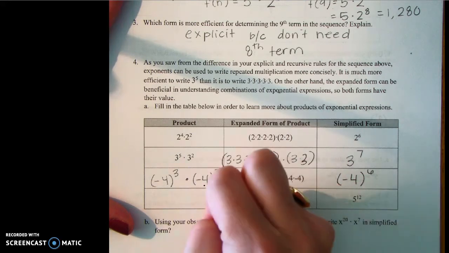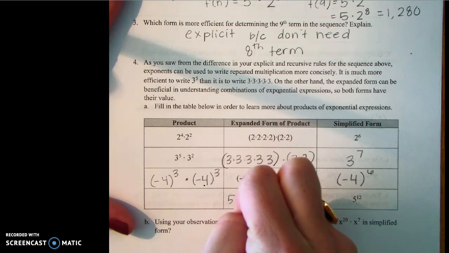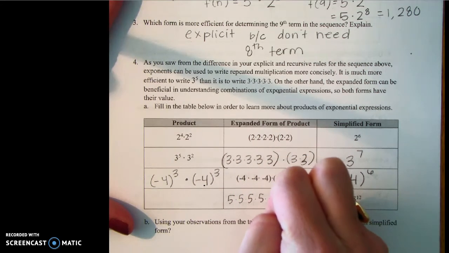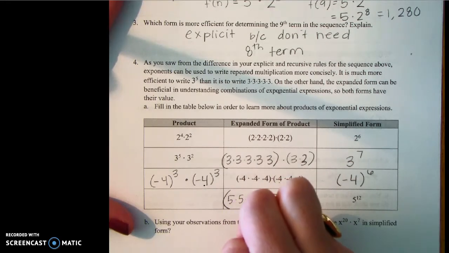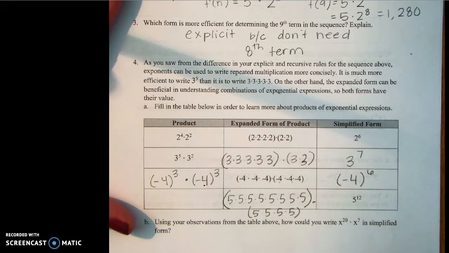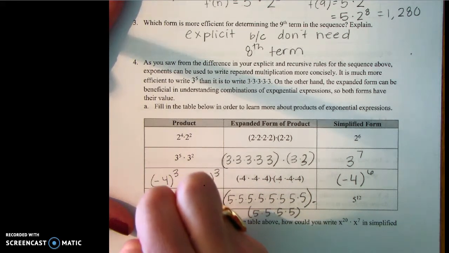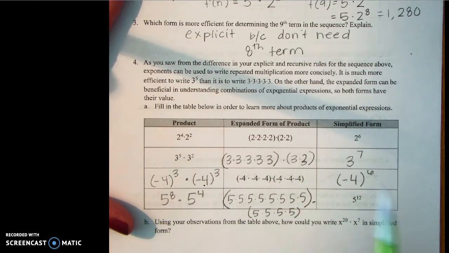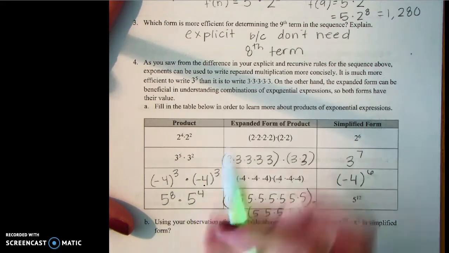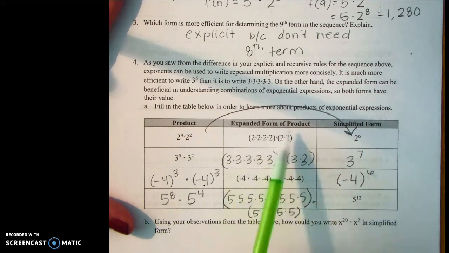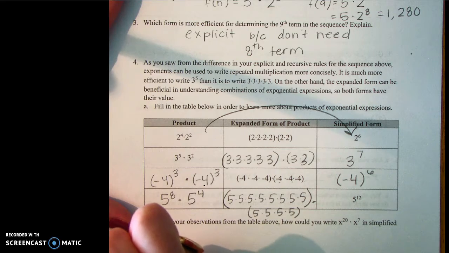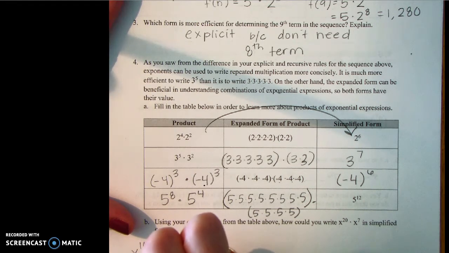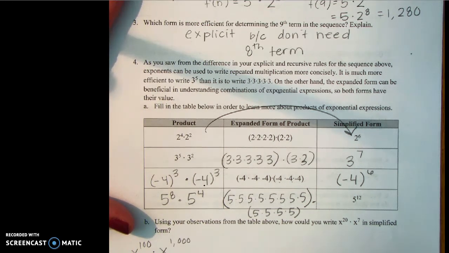So 12 5s, 2, 3, 4, 5, 6, 7, 8, I'm going to make that one group, times 9, 10, 11, 12, right? So for me, you could have done any combination here. I have 5 to the 8th times 5 to the 4th. So the question is, how can we get from this column here to this column here without having to do expanded form? Because that could be really difficult if we're doing, you know, x to the 100th times x to the 1000th. I don't want to write 1,000 x's.